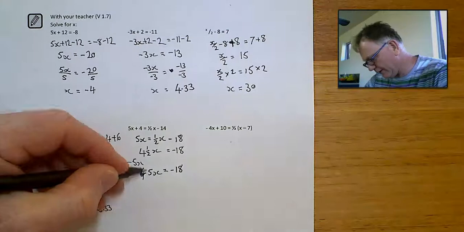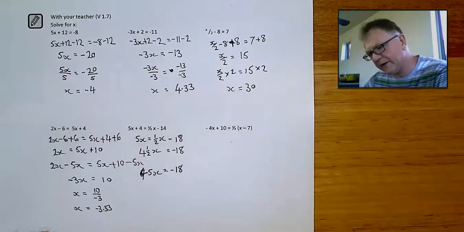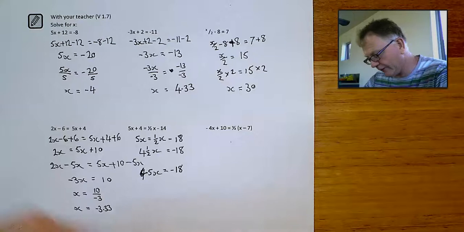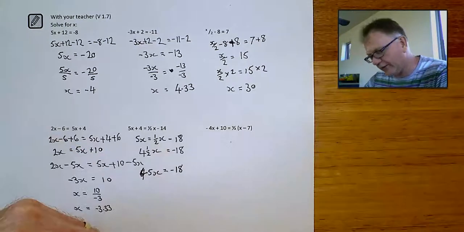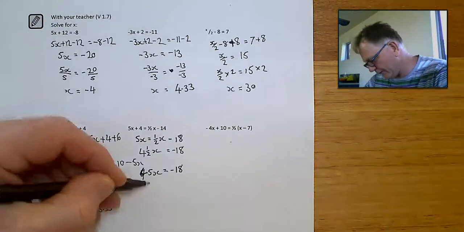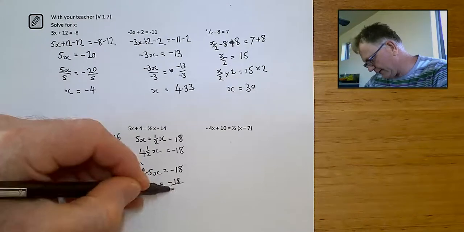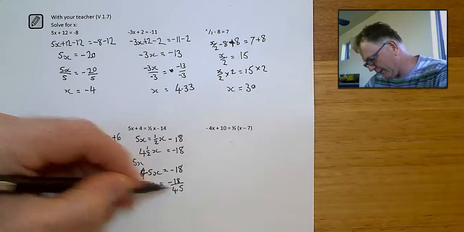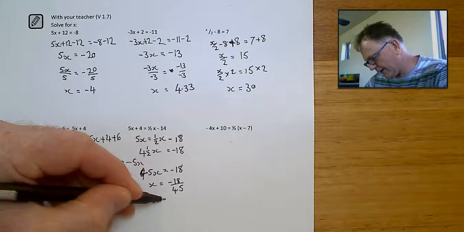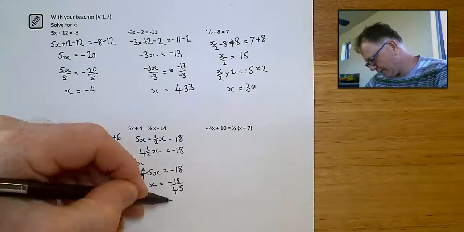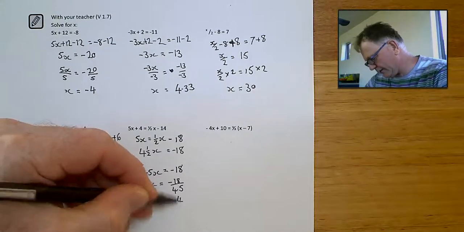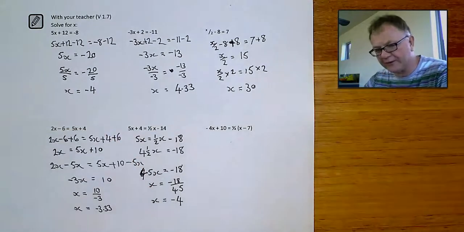And now, if I was to get out my calculator and go negative 18 divided by 4.5, because I want to get rid of that 4.5, divide both sides by 4.5, I'll have x equals negative 18 divided by 4.5, and if I was to get out my calculator and do that, I'm pretty sure the answer would work out to be minus 4, but check that on your calculator.